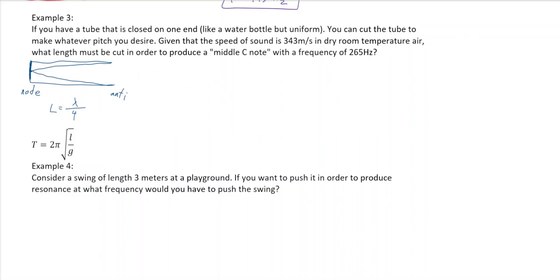Now we're looking for the middle note of C. That is our frequency. So we need to figure out what length we need to cut. We don't know the length yet, but we can work our way backwards. So V equals F times lambda. Now we don't know lambda yet, but if we solve for lambda here, V over F equals lambda, now we can plug that lambda back into the blue equation to solve for L.